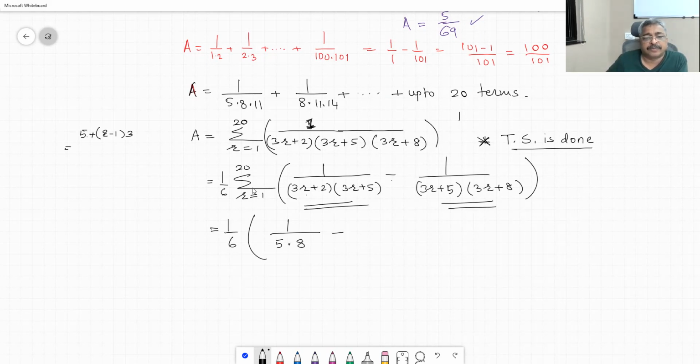And the larger term with r is equal to 20, 1 upon 65 into 68. This is supposed to be the answer. And now after simplification, you get it as 73 upon 17680.